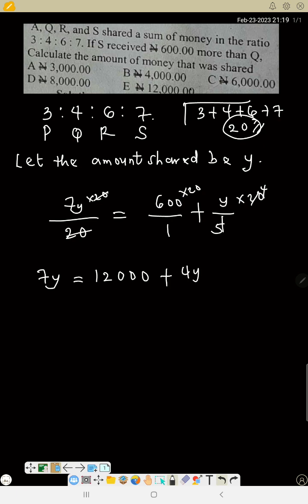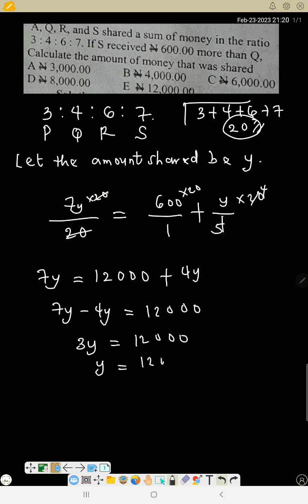That will be 4Y. Collect like terms: 7Y minus 4Y equals 12,000. So 3Y equals 12,000, so Y equals 12,000 over 3. So Y equals 4,000. Answer: that means they shared 4,000 naira.